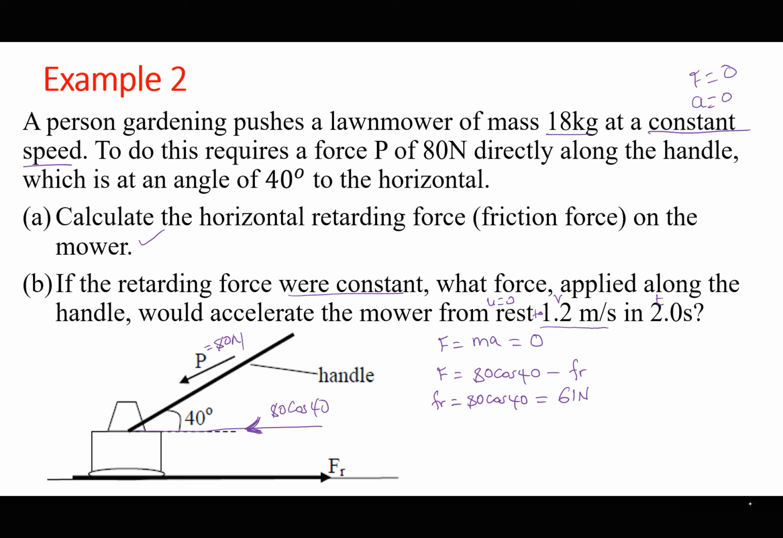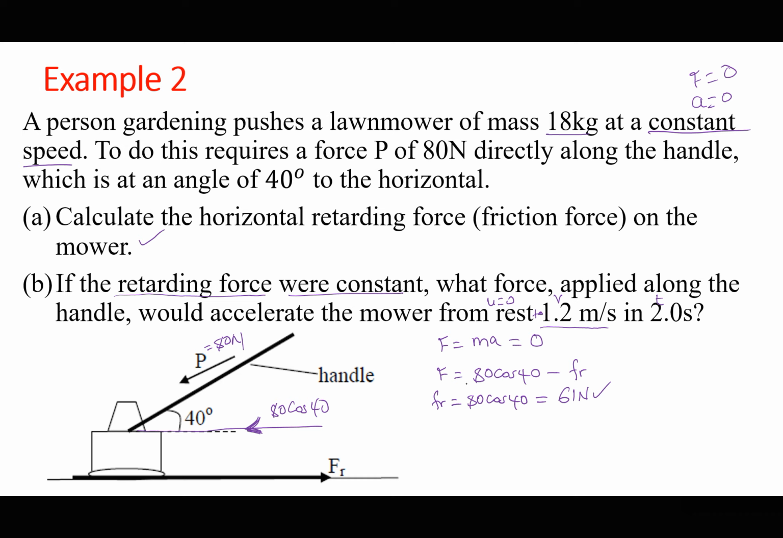So there are several ways of doing this, but the simplest would be, if the retarding force is constant, it means the friction is constant, and therefore it also means the resultant force is going to be constant. So we are going to leave the retarding force to be 61 newtons, as we have already found it. So I'm going to find the acceleration first.